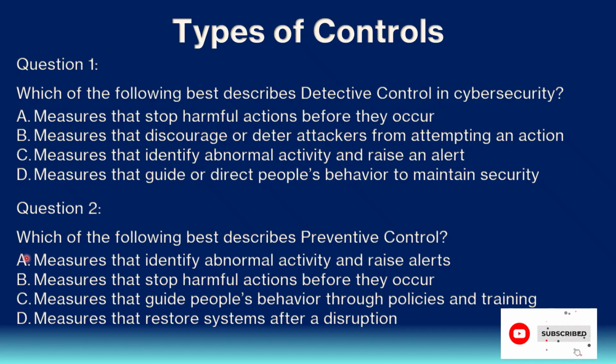Question 2. Which of the following best describes preventive control? Measures that identify abnormal activity and raise alerts. Measures that stop harmful actions before they occur. Measures that guide people's behavior through policies and training. Measures that restore systems after a disruption. These are the four options. One of them is correct. I'll be waiting for your comment. Let's go to the next question.